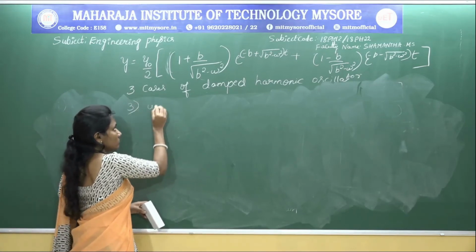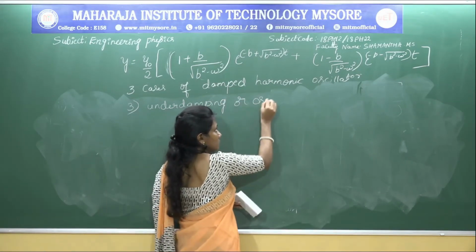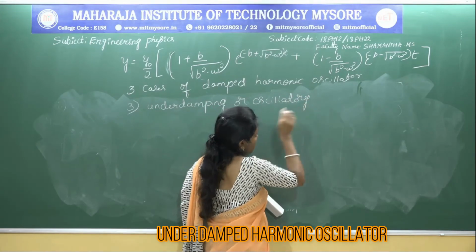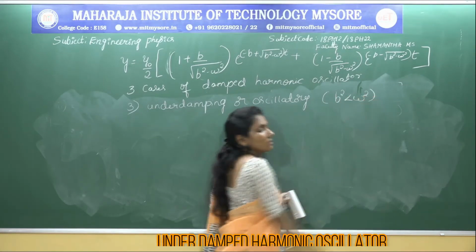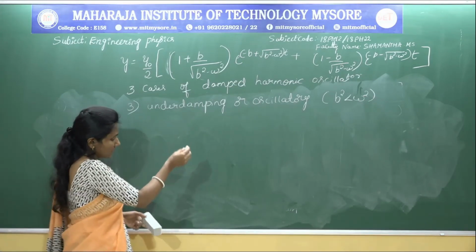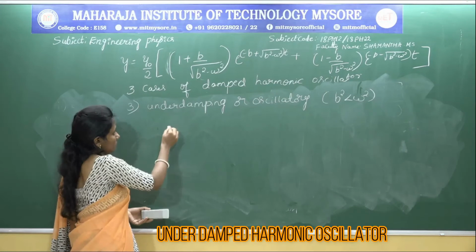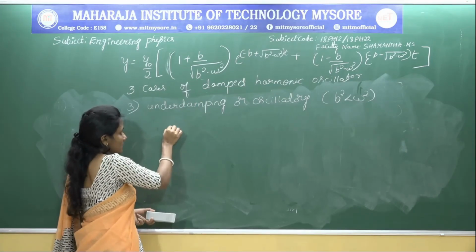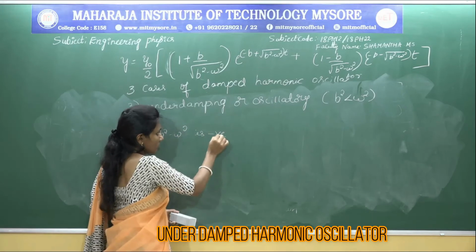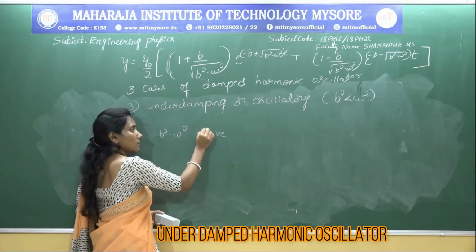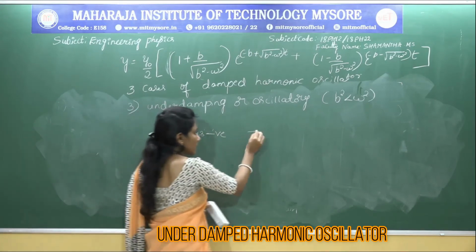The third one is under damping, or the oscillator. It is called an oscillator. In this case the damping is very less. So when b square is less than omega square, then this b square minus omega square becomes negative, and so it becomes an imaginary value.